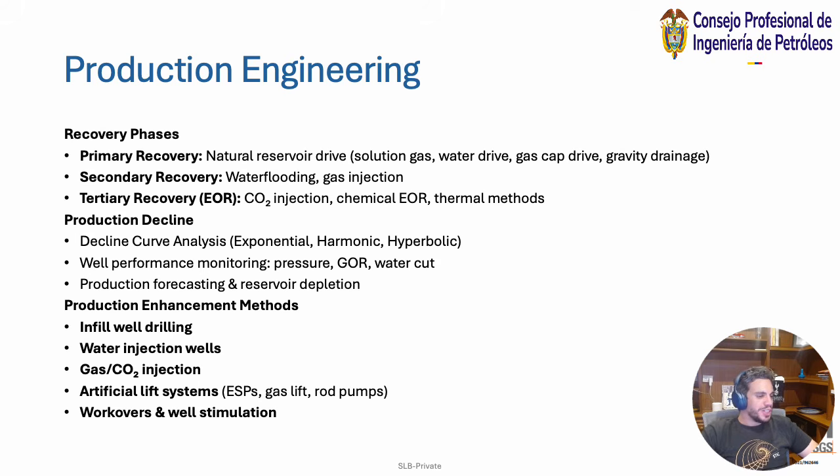So, what a production engineer is trying to do is maximize all three recovery phases. We have our primary phase, our secondary phase, and our tertiary phase. When we say primary recovery, we're relying on the natural reservoir drive. So we're basically relying on the reservoir pressure to push the oil into our wells for us to produce it. We're not really doing any of the work. We're relying on the drainage of the reservoir, right?